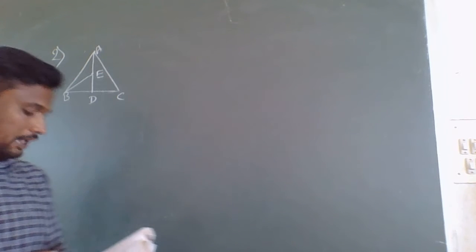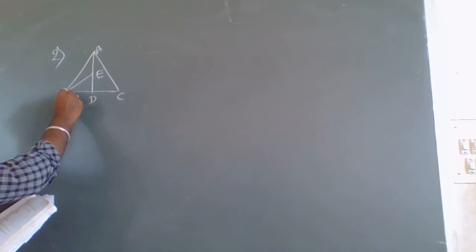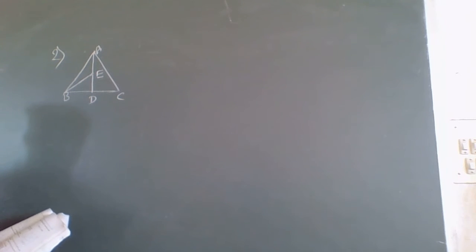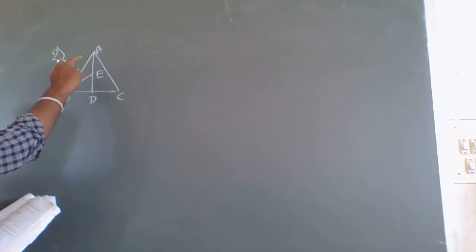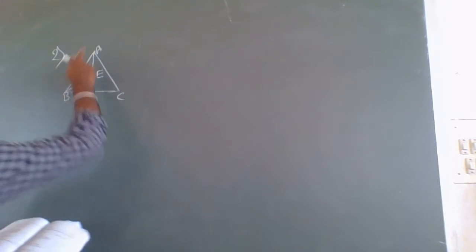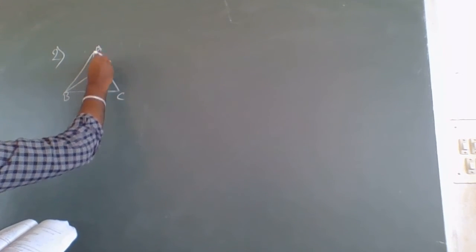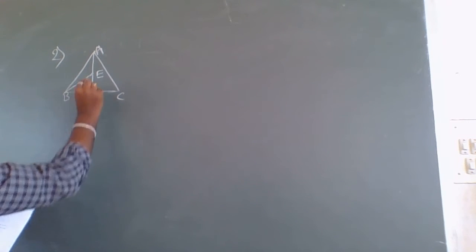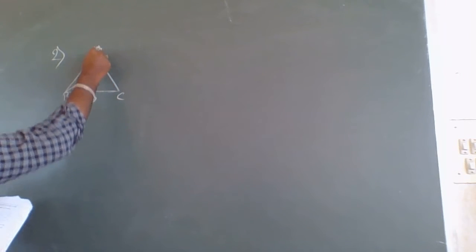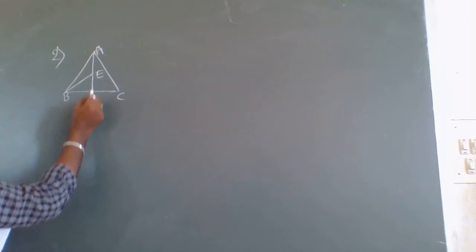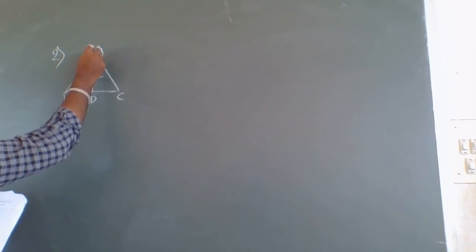Show that area of BED, so we have to join BE, area of BED equals 1 by 4 area of ABC. So here what they have given: in this triangle ABC, E is a point on median AD, so that we have to prove area of this BED equals 1 by 4 area of ABC.